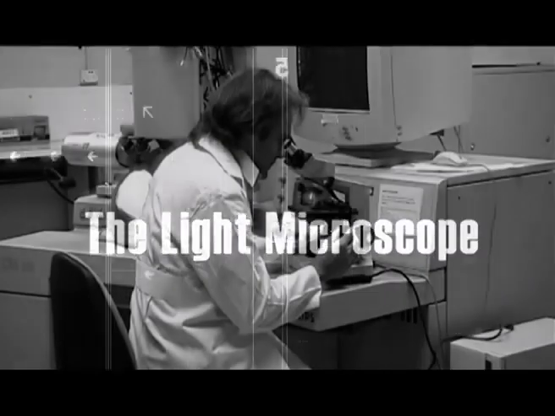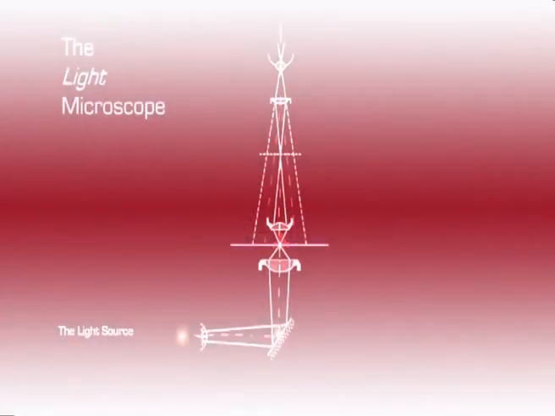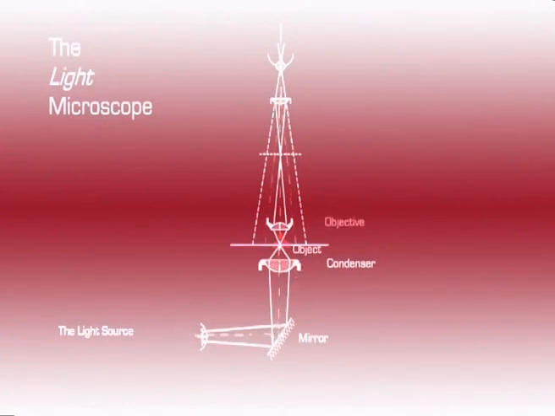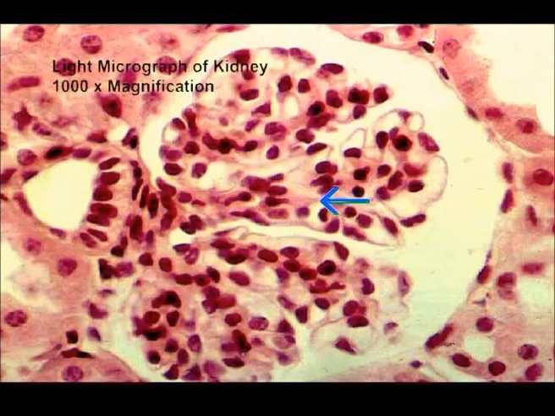A light microscope uses light as its source of radiation. Through a series of glass lenses, the light produces a magnified image of the specimen. This is a photograph of the kidney, taken at 1000 times magnification using a light microscope. This is the maximum useful magnification achievable with this system. Cells of different shapes and sizes can be seen, but little cellular detail is visible.